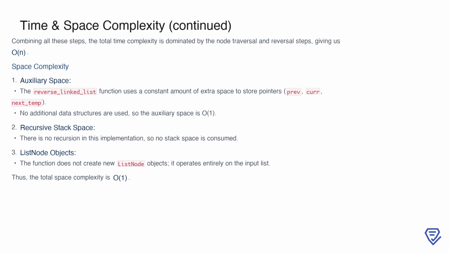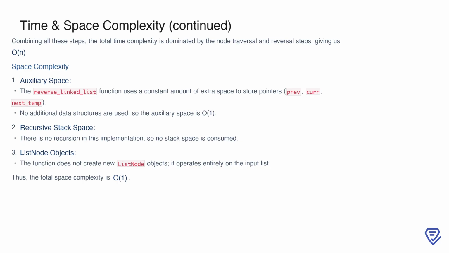When we combine these steps, finding the kth node, reversing k nodes, and reconnecting the groups, we see that the overall time complexity is dominated by the traversal and reversal operations. Both of these contribute O(n), so the total time complexity of the solution is O(n).